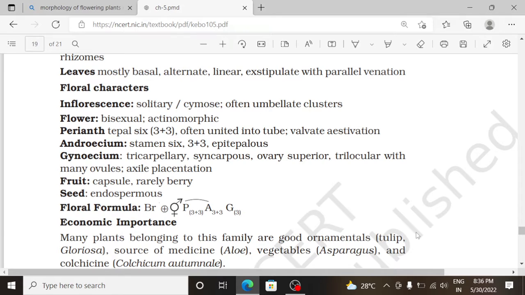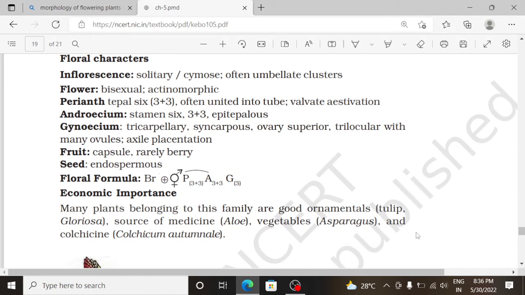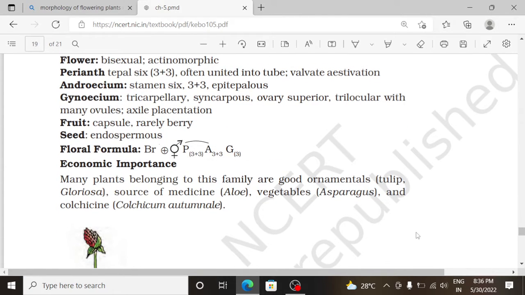Androecium, stamens 6, 3 plus 3, epitepalous. Gynoecium, tricarpellary, syncarpous, ovary superior, trilocular, with many ovules, axile placentation. Fruit capsule, rarely berry, and the seed is endospermous. I cannot read the floral formula, I need to see it in the textbook. Economic importance: many plants belonging to this family are good ornamentals like tulip and gloriosa, source of medicine like aloe vera, and vegetables like asparagus, and colchicine from Colchicum autumnale.